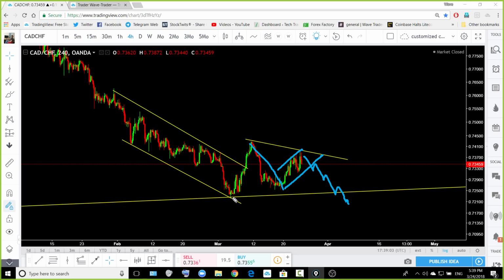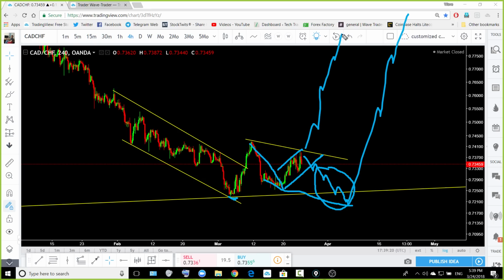It can test that bottom. It can form that pattern. But this is not your trade. You can do that for short term, but this is not the longer term trade, the trade you need to grab. You need to look for that wave. It can break up and can keep pushing for the upside.